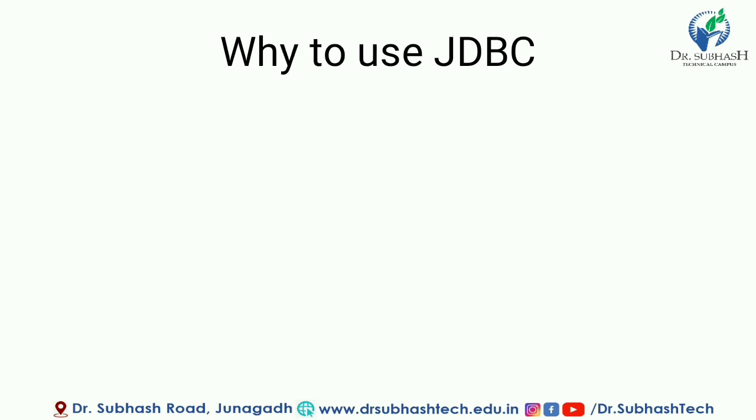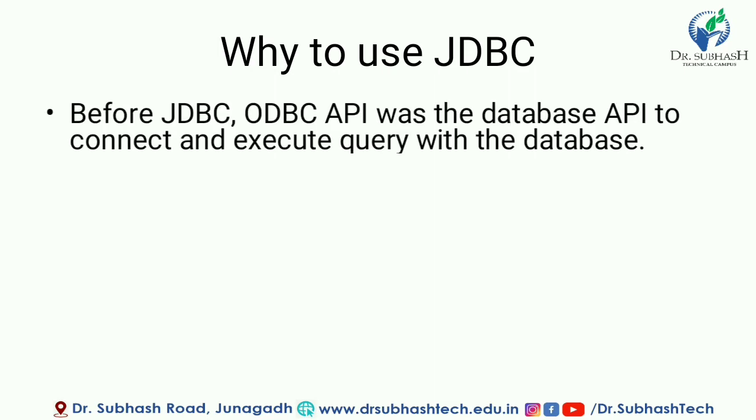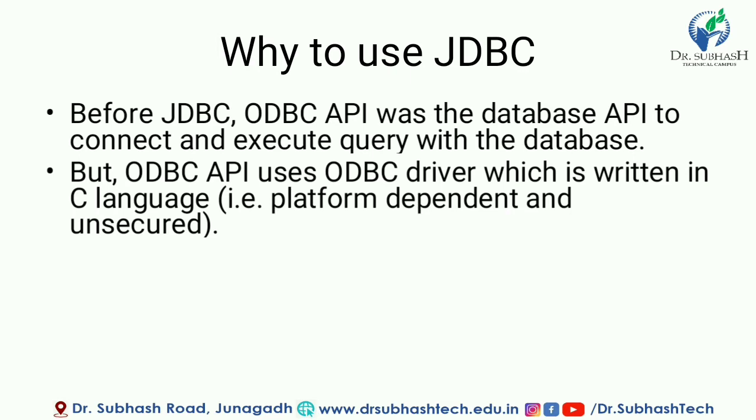Now we will see why we should use JDBC, right? Before JDBC, ODBC API was the database API to connect and execute query with the database, right? Before JDBC, we were using ODBC. ODBC stands for Open Database Connectivity, right? And this ODBC was designed in the C language, right? All the drivers were developed in the C language. It means platform dependent and unsecured.